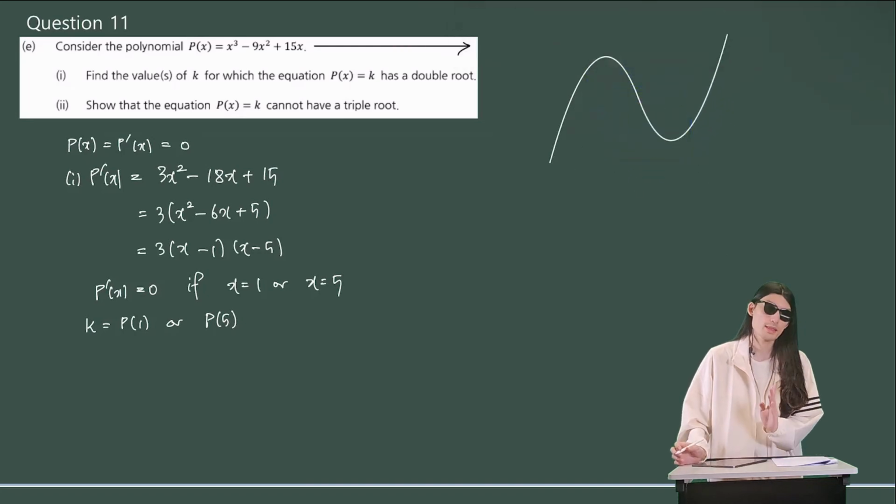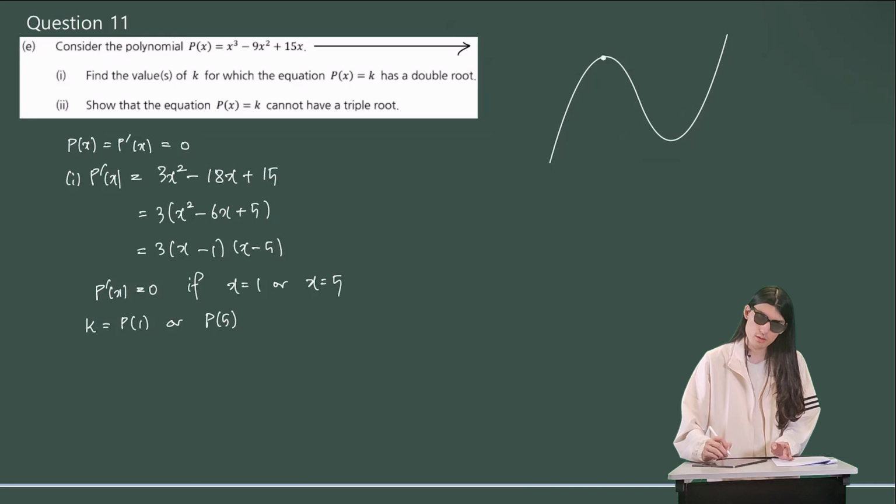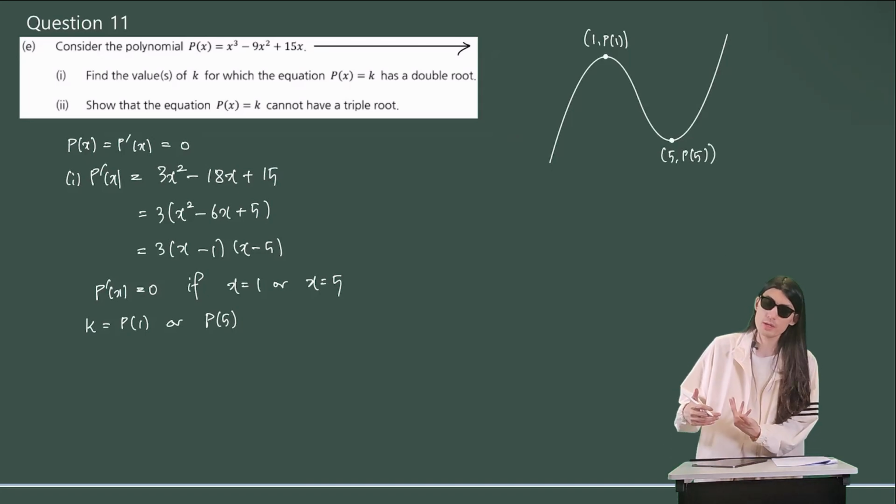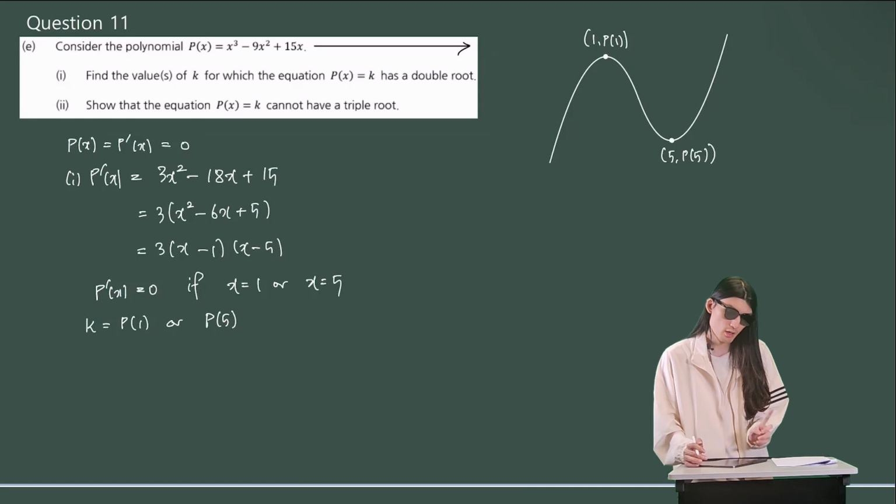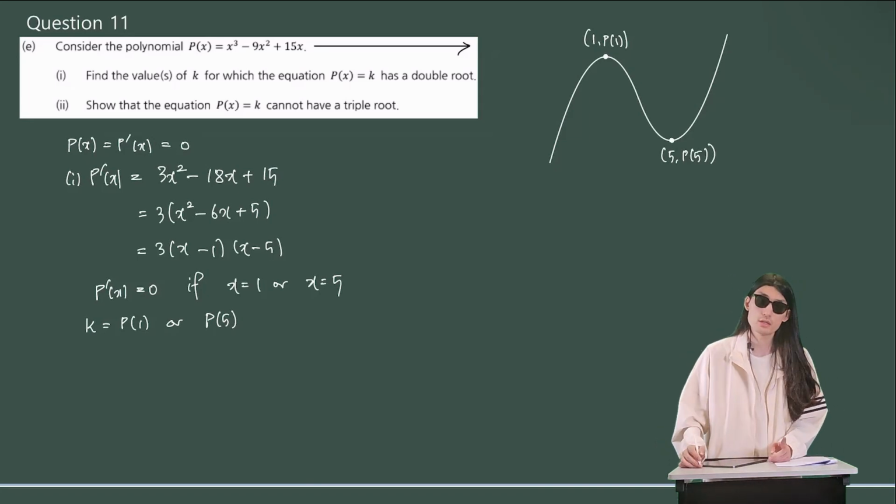It looks something like that, okay? And then what we just found is that the derivative p dash x is equal to 0 at x equals to 1 and at x equals to 5. So they of course become the maximum and the minimum turning points respectively for your cubic function, right?